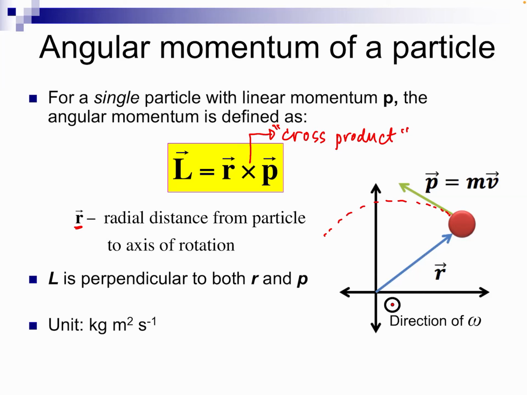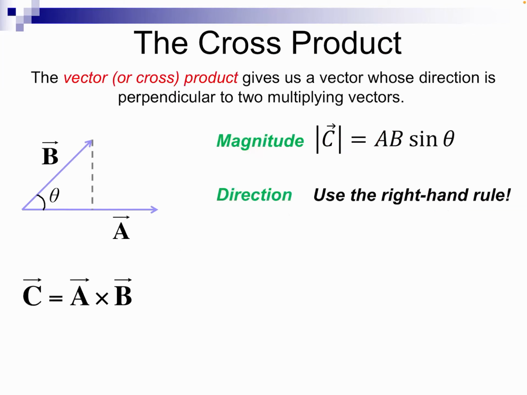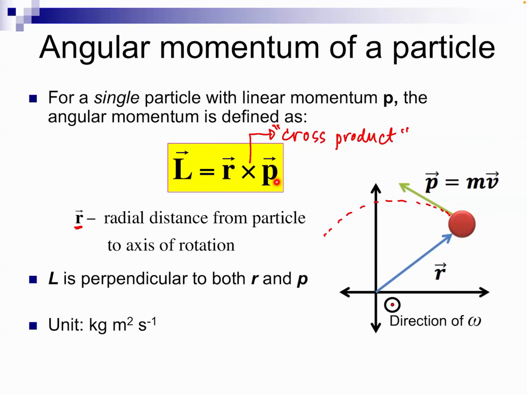Right. You've learned cross products in math, I assume. Yeah, good. So let's just do a quick revision. What is the cross product? The cross product involves two vectors. Say, in this case, vectors R and P.